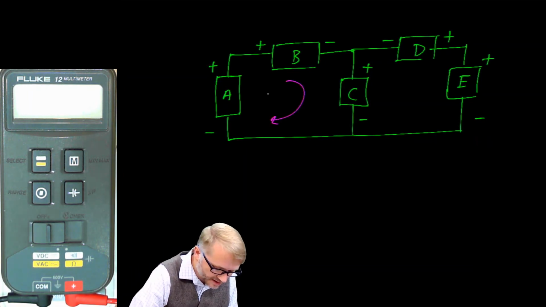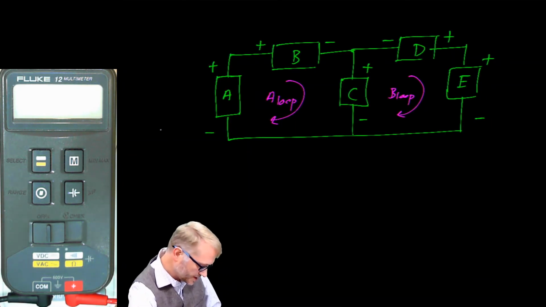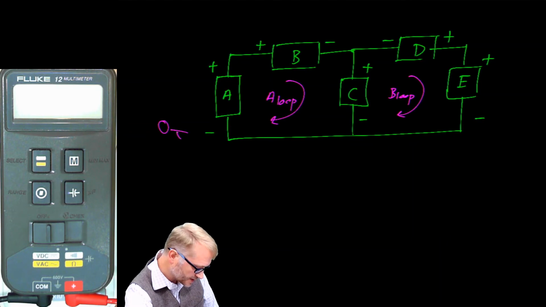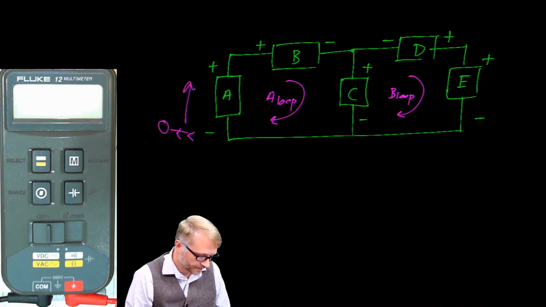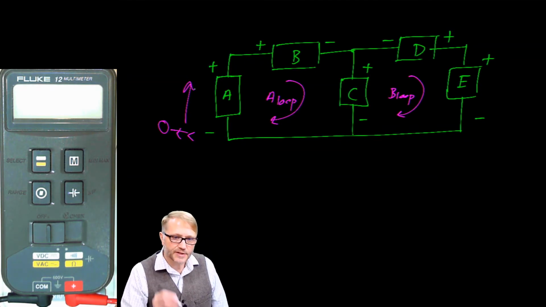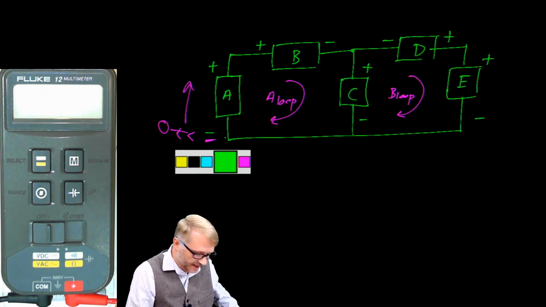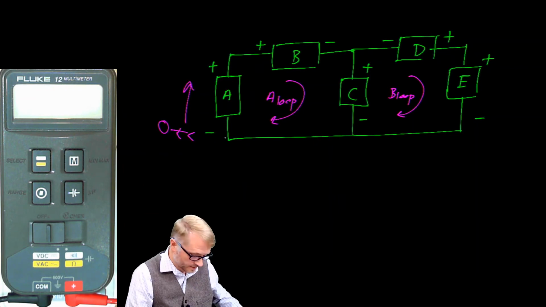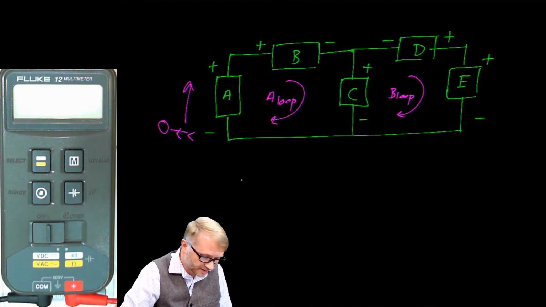We'll call this the A loop. We'll call this the B loop. And we are going to take a journey. We're going to start down here, and we're going to walk around the loop. And the rule we'll use is that if we enter on a negative, and we do right here, we start our journey on that negative, we'll put a negative sign in front of the corresponding number.